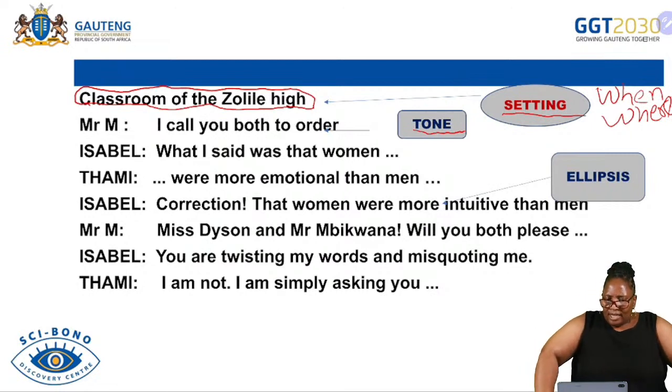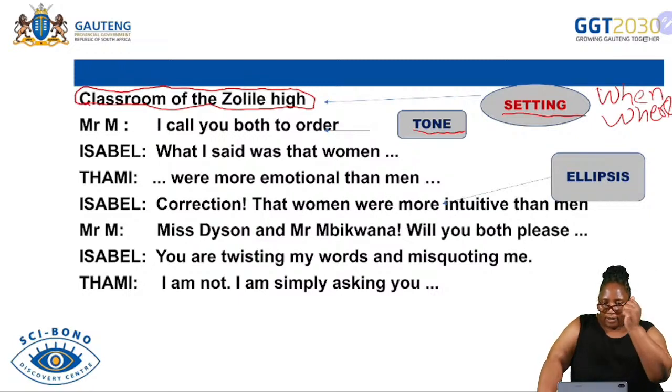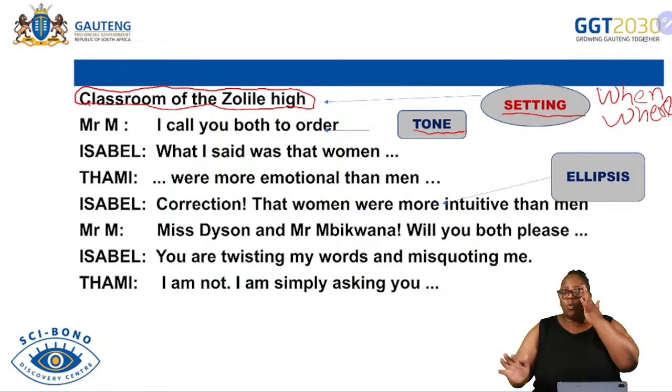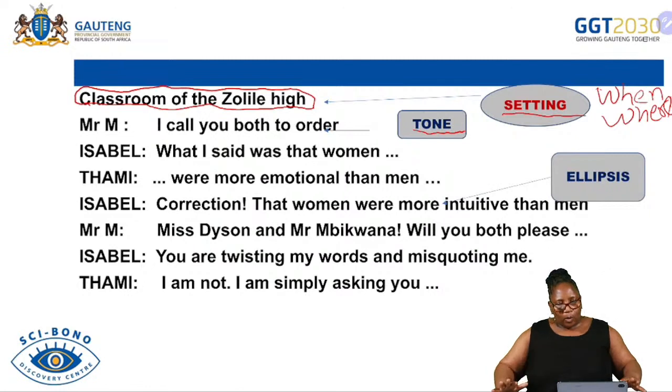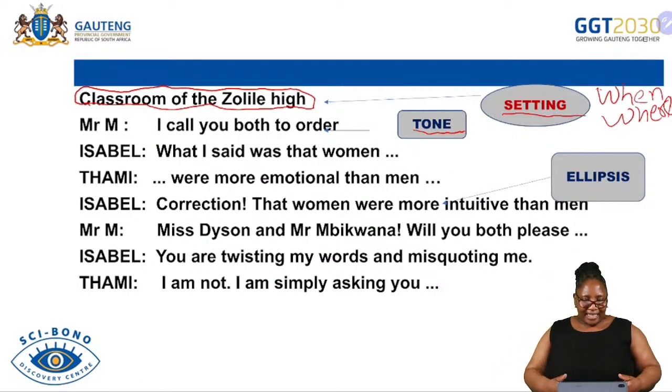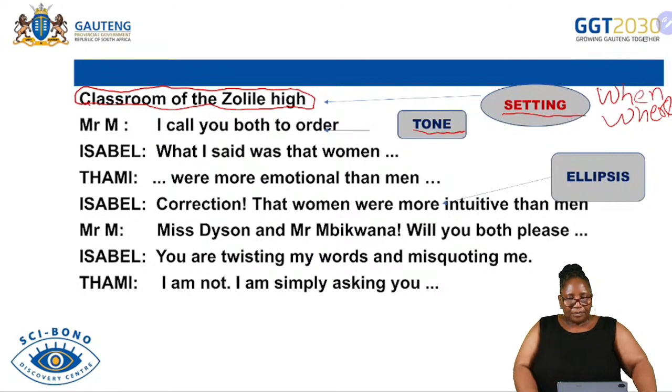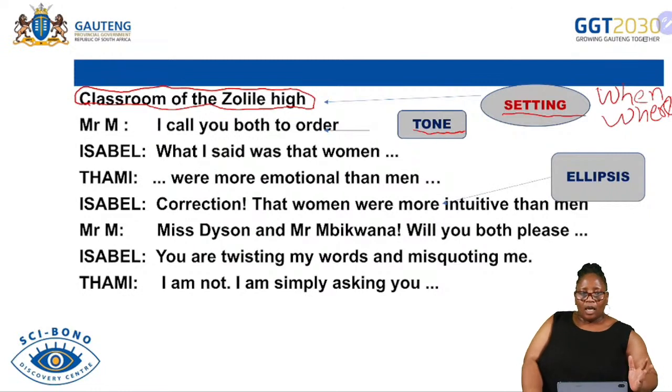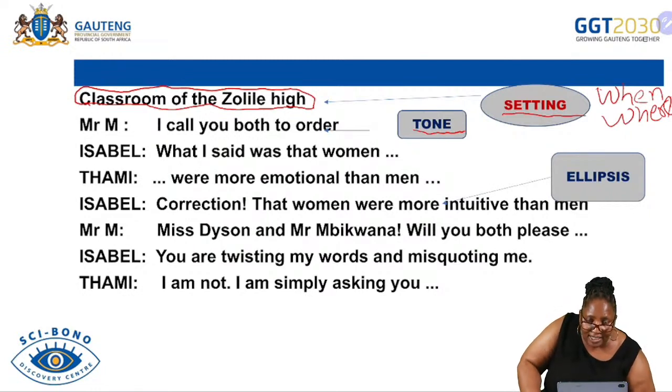What tone is Mr. M using here? The tone is very firm, strict, no-nonsense, calling the learners to order. Why is he using that? He wants everybody to be quiet and to have order and continue with the debate. What I said was that women were more emotional than men.